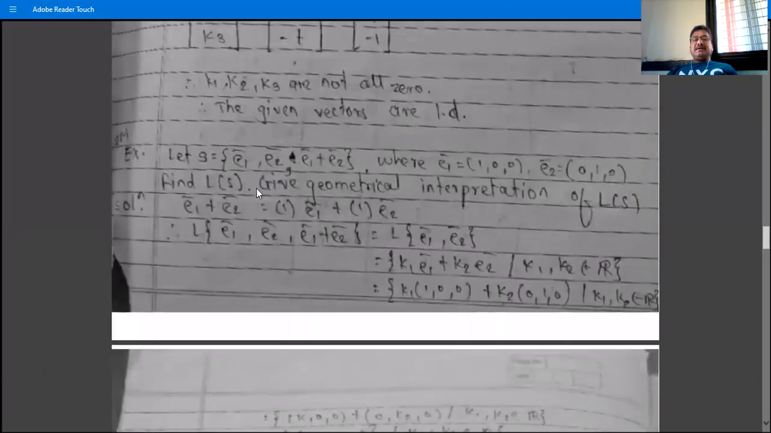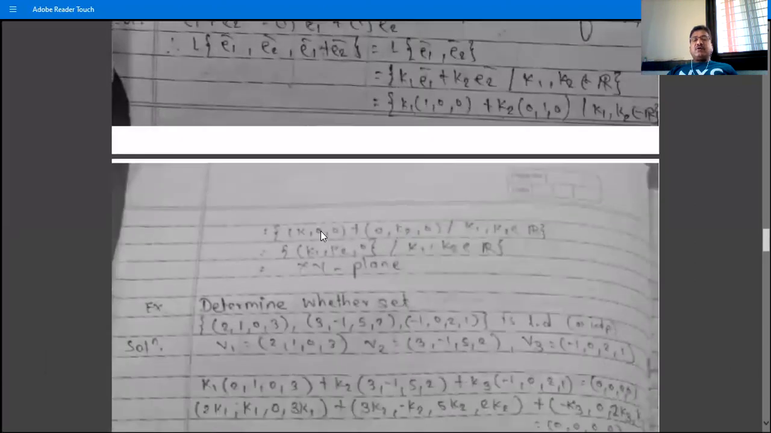So this is L of S. It is the set of triplets (K1, K2, 0) such that K1, K2 belong to R. And this is the XY plane, the set of (K1, K2, 0).